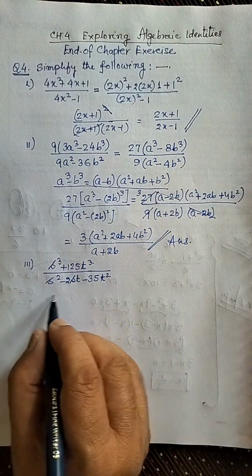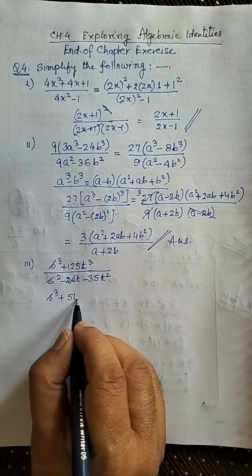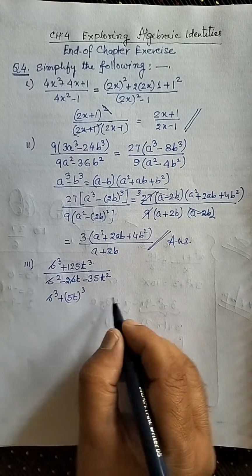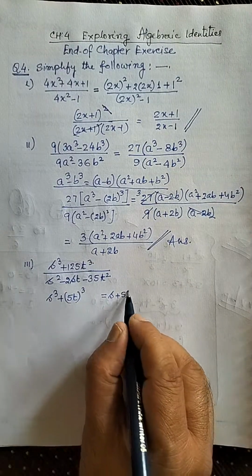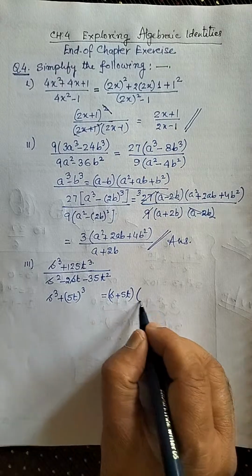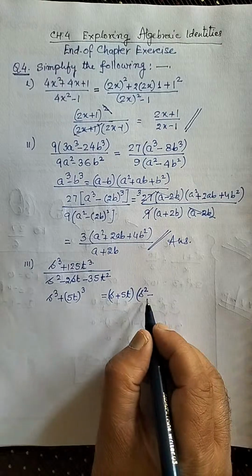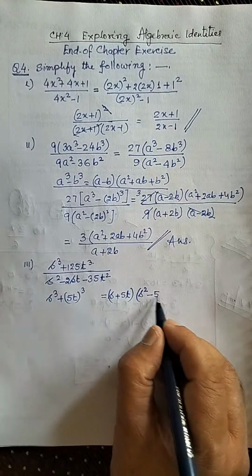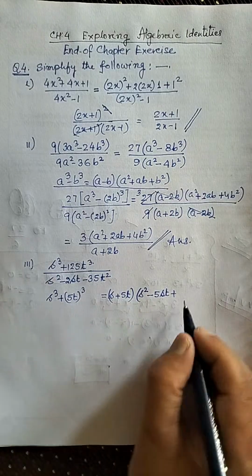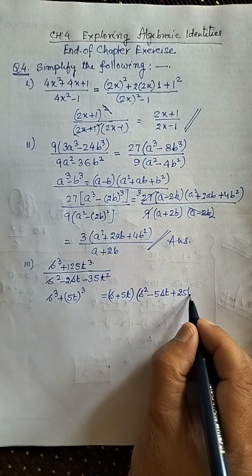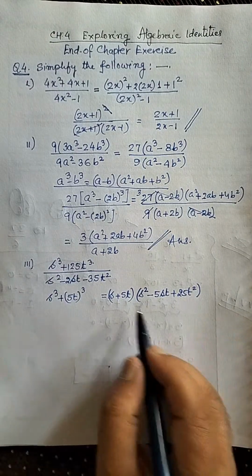I'll express it as s cube plus 5t whole cube, which is nothing but s plus 5t times s square minus 5st plus 25t square. Fine, hope you understood this.